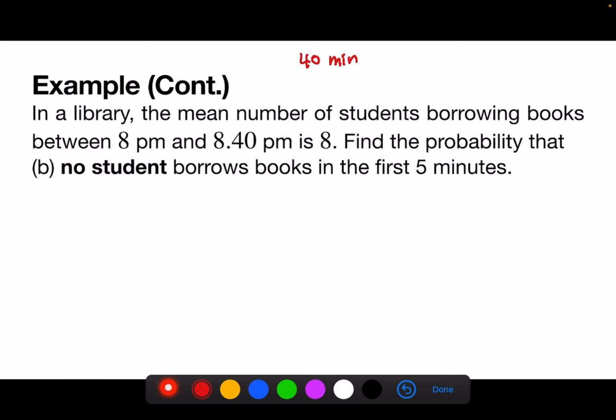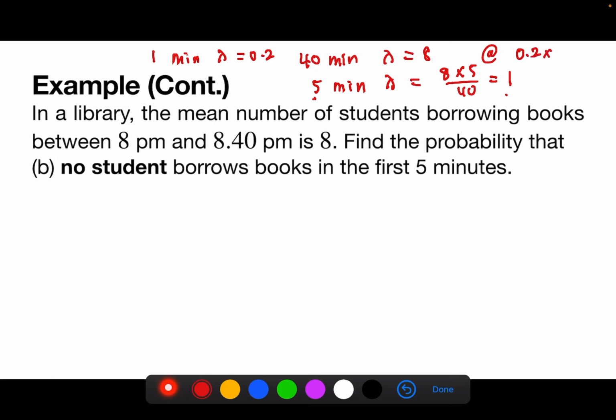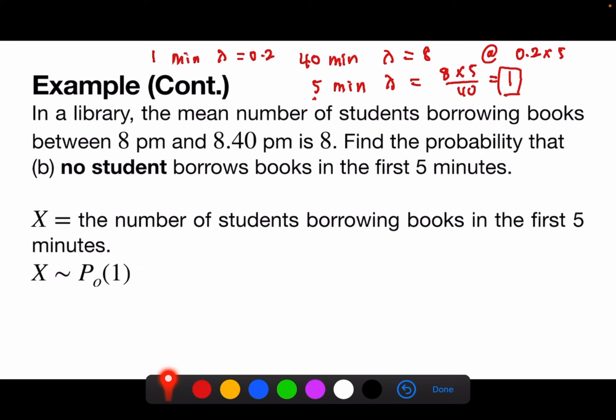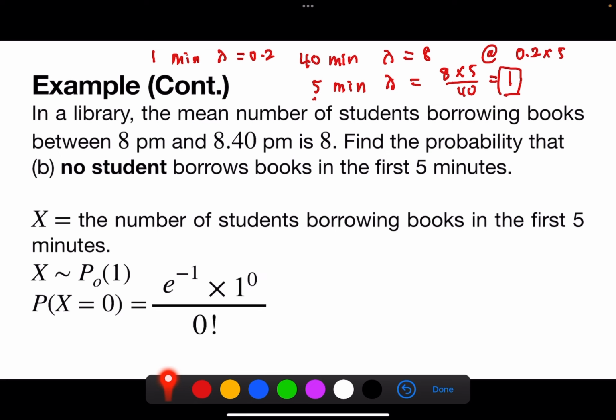No student borrows books in the first 5 minutes. 40 minutes, the mean is 8. Now what? 5 minutes. So 5 minutes, what is the lambda? You may do like this. If it's 1 minute, 0.2. So if 5 minutes, 5 will times 0.2, you're going to get 1 also. Or you may write down as 0.2 times 5, which is also 1. So x is the number of students borrowing books in the first 5 minutes. X has Poisson distribution with mean 1. No students means what? Probability x equals 0. So, put into the formula, exponent negative 1 times 1 to the power of 0 divided by 0 factorial. You're going to get 0.3679.